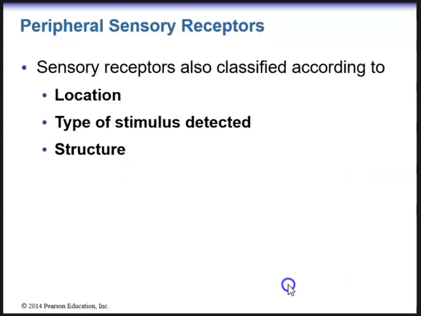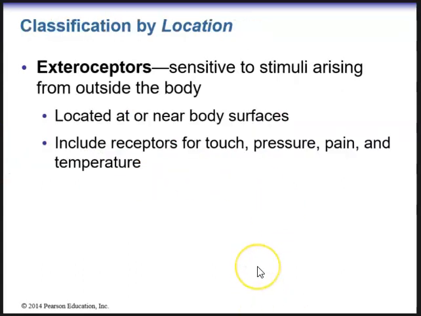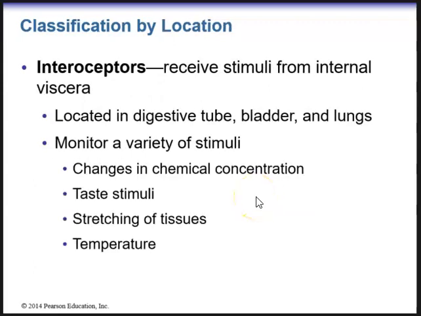So these sensory receptors are classified according to these three things, based on location, the type of stimulus that is detected, and the structure. Okay, so first we're going to talk about classification according to location. We have what are called exteroreceptors. These are sensitive to stimuli arising from outside the body. So extero meaning outside. So these are located at or near body surfaces and include receptors for touch, pressure, pain, and temperature. And then we have interoreceptors. These receive stimuli from internal viscera, so our inside organs, and they're located in the digestive tube, bladder, and lungs, and will monitor a variety of stimuli, including changes in chemical concentration, taste stimuli, stretching of tissues, as well as temperature.